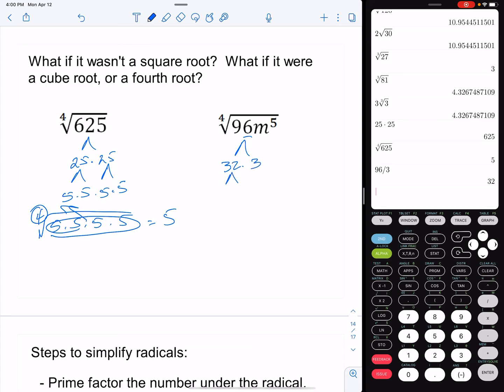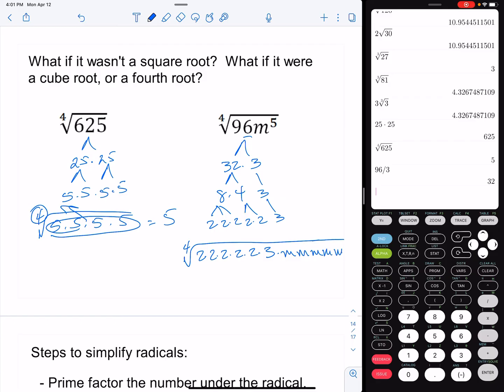And now this 32, well, I know that. That's going to be 8 times 4, and then the 3 slides. This 8 is going to get a tree break into a 2 times 2 times 2. The 4 is going to get a 2 and a 2, and then the 3 is going to slide. Okay, so now I've got the 4th root of 2 times 2 times 2 times 2 times 2 times 3 times m.